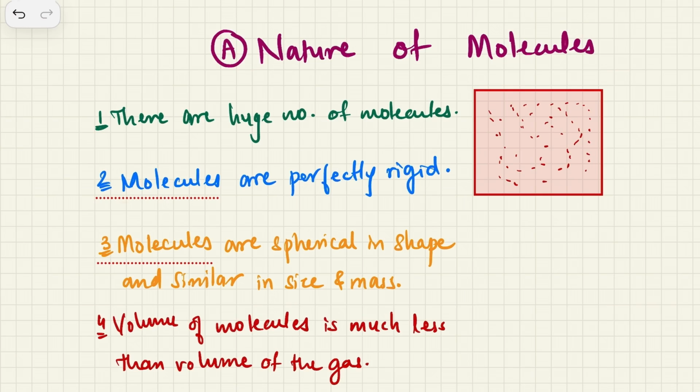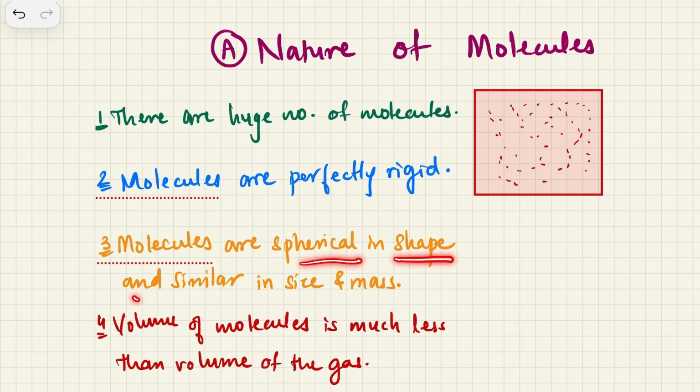Then comes the second assumption, and the second assumption says that the molecules are perfectly rigid. That means the molecules are not going to break, even if they are colliding with each other. Molecules can collide with each other, but they are perfectly rigid so that they do not break after collision. The collision can be between two molecules, and the collision can be with the walls of the container. So the molecules can collide with the walls as well as amongst themselves, but they are not going to break.